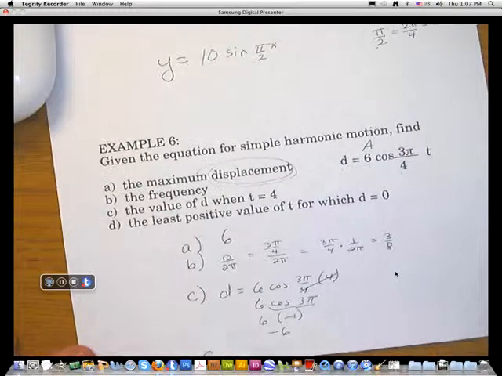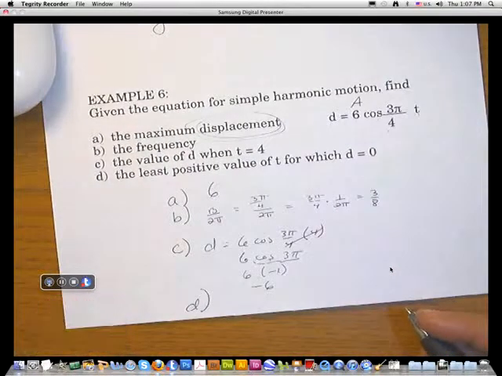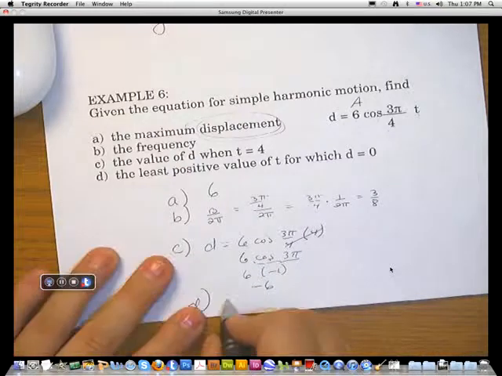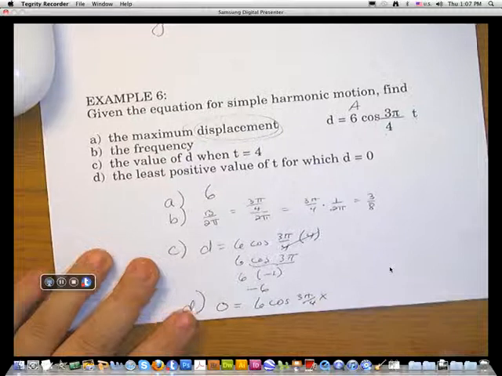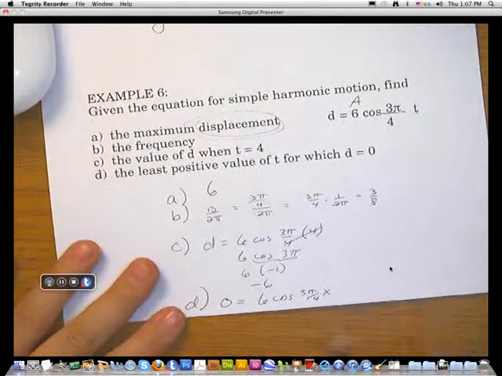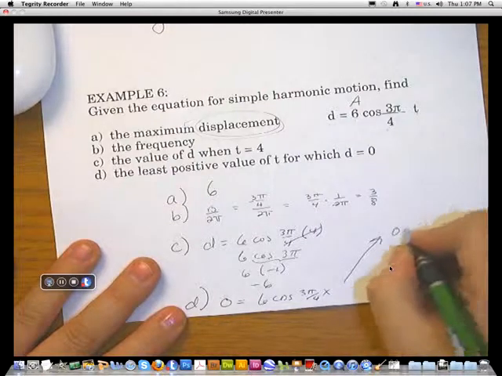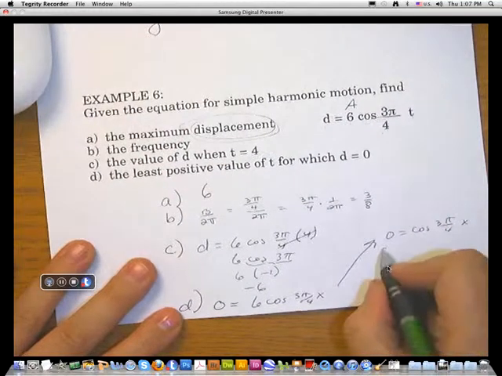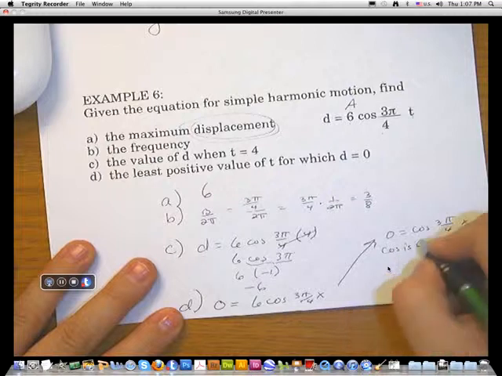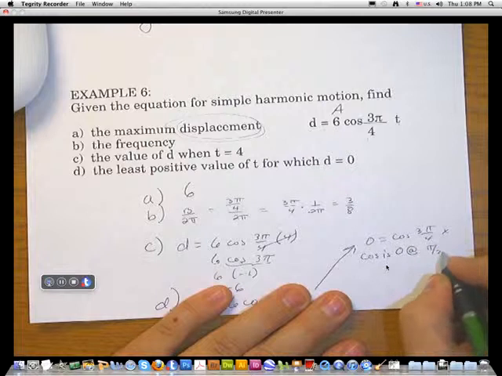Alright, and then letter D, the least positive value of t for which D is 0. So what that means is if D is 0, 6 cosine 3 pi over 4 t, I can now get rid of the 6. I can divide by it. So I still have 0 equals cosine 3 pi over 4 t. The question is, cosine is 0 at pi over 2.